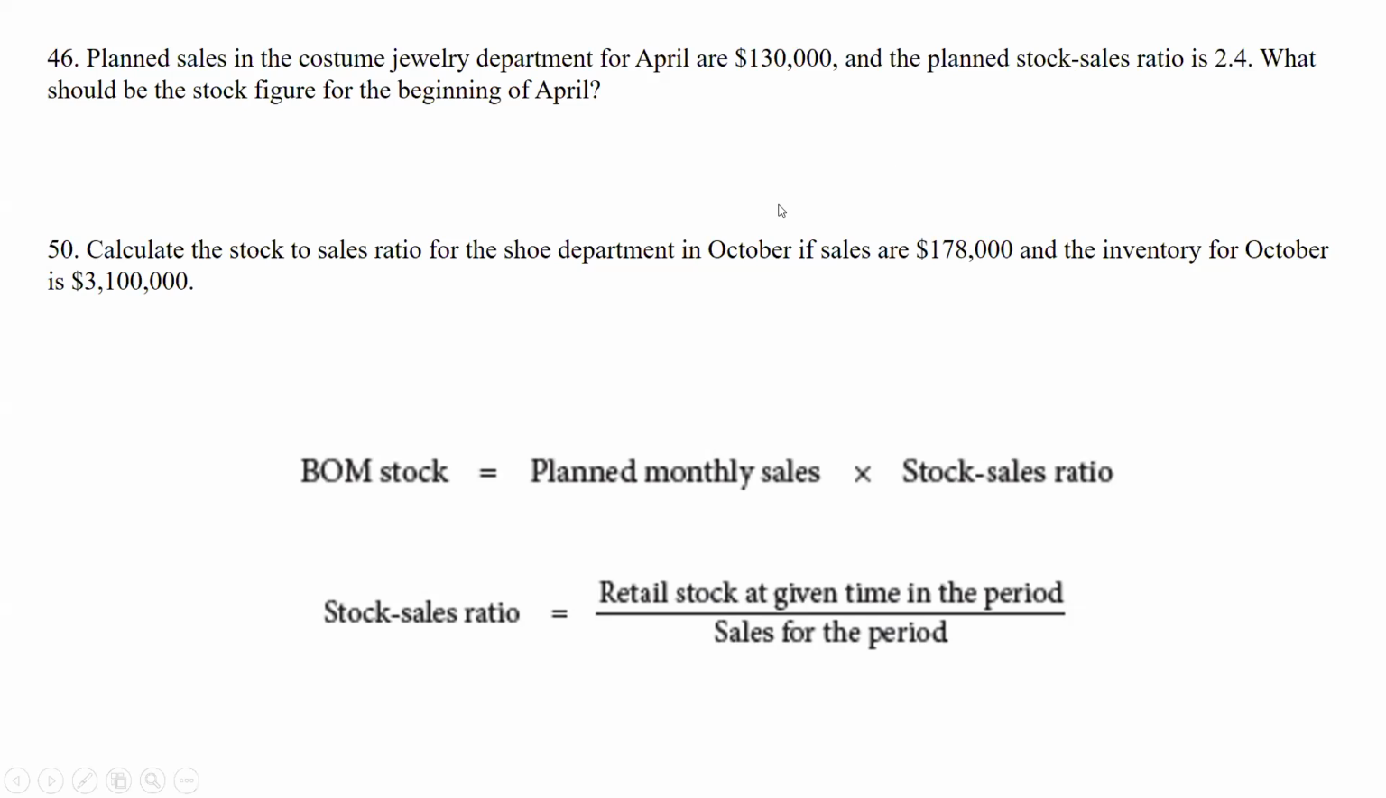Okay. So if you had to do problem number 46 in your textbook, it's on page number 269. So you have planned sales for the costume jewelry department for April as 130,000, and the stock to sales ratio is 2.4. So what would be the stock figure for beginning of April?